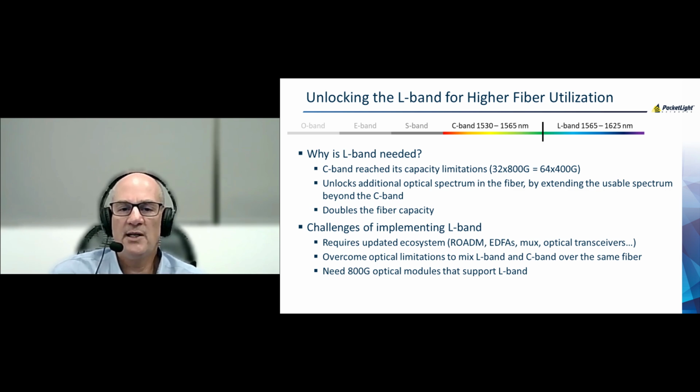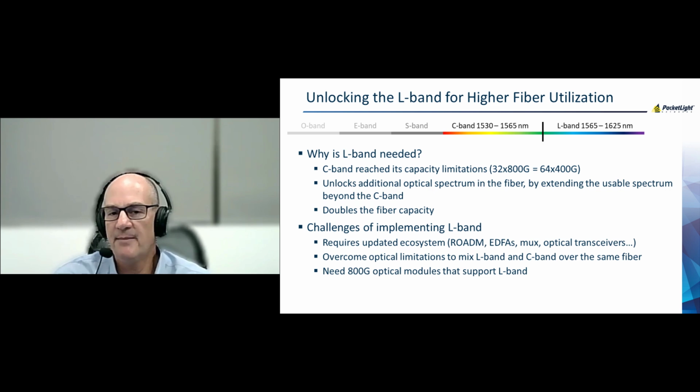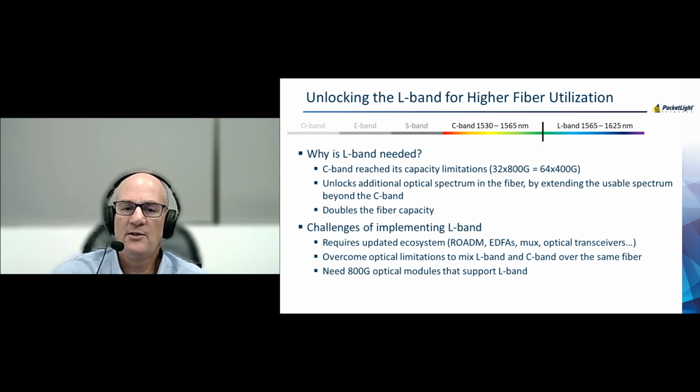So the alternative solution is to find another band spectrum of light inside the fiber, which is called the L band, which is also suitable for transmitting DWDM over long distances over fibers, and building an ecosystem for it. So we need to develop ROADMs for it, optical amplifiers for it, the muxes, and optical transceivers for this new range of frequencies. But using this new range of frequencies, we can double the fiber capacity.